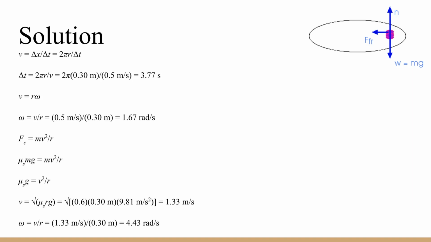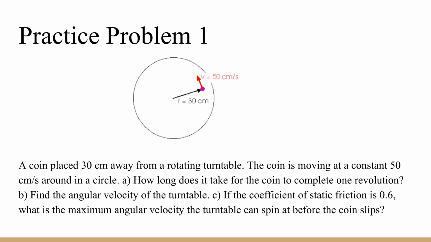The next part is just as simple. If you want to find the angular velocity of the turntable, use v equals r omega, and solve for omega, where omega equals v over r. Divide 0.5 meters per second by 0.30 meters, which is 30 centimeters. Remember, all units must be in meters. You get 1.67 radians per second. That's the angular velocity of the turntable at that moment.